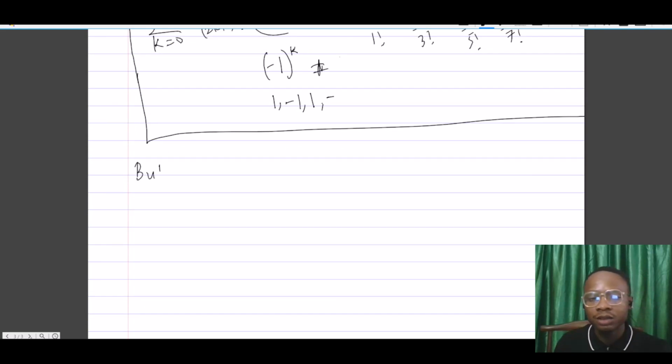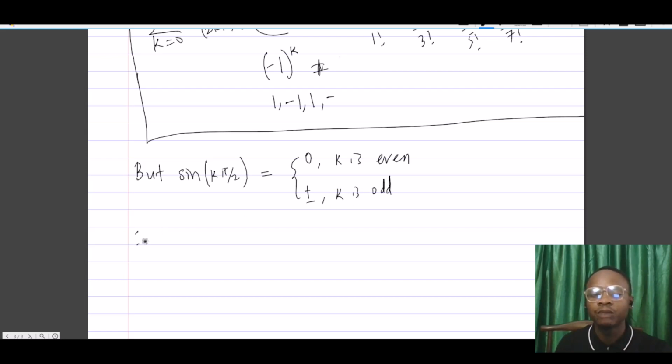But we just make this observation: sine of k times pi over 2 will be equal to 0 when k is even. We observed that before, and it will be equal to plus or minus 1 when k is odd.